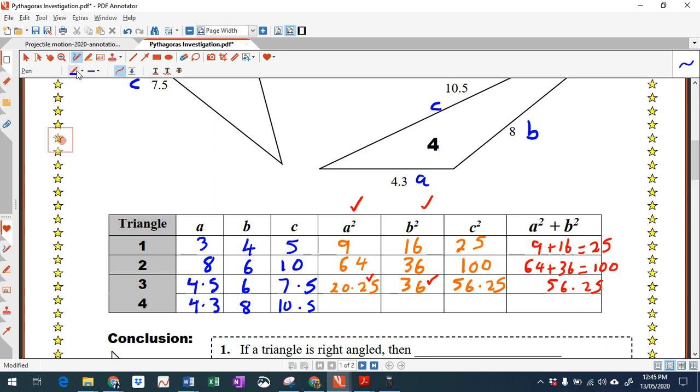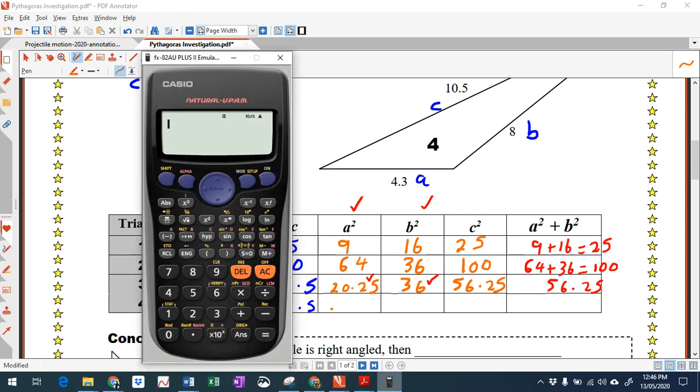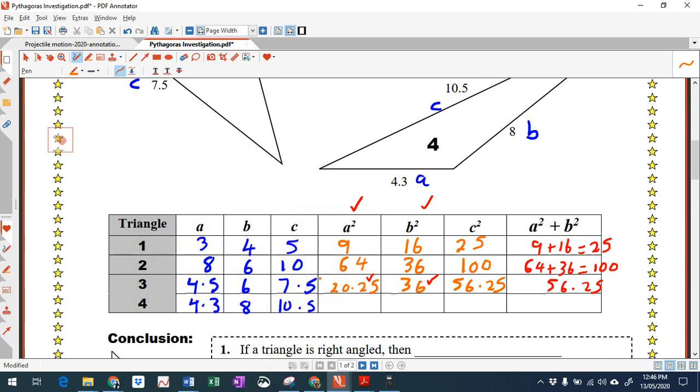So now we're going to work out what those sides are squared. Let's go 4.3 squared. Get your calculator out and work that out. 4.3 squared is 18.49, so 18.49 will go into this cell here. And then B squared is 8 squared, which is 8 times 8, that's 64.